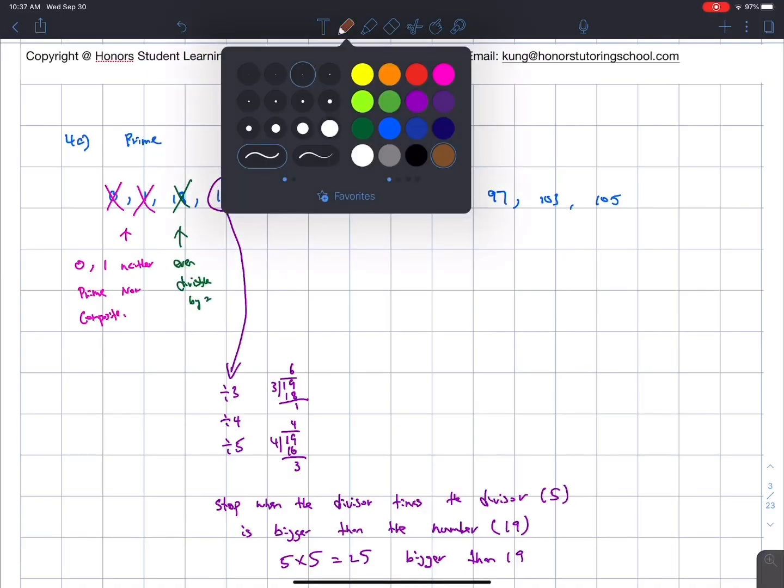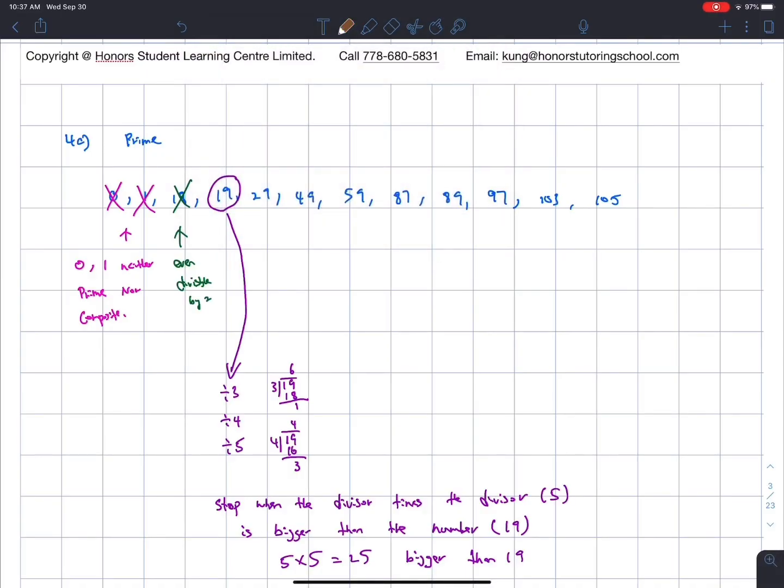And then my next one is 27. So 27, I already know it's not divisible by 2 because it's not even. But when you try 3, you will see that it's actually divisible, so I can cross that out.